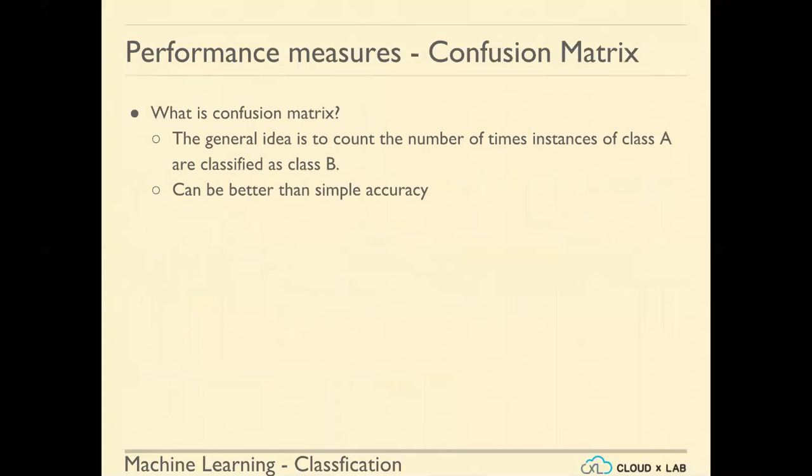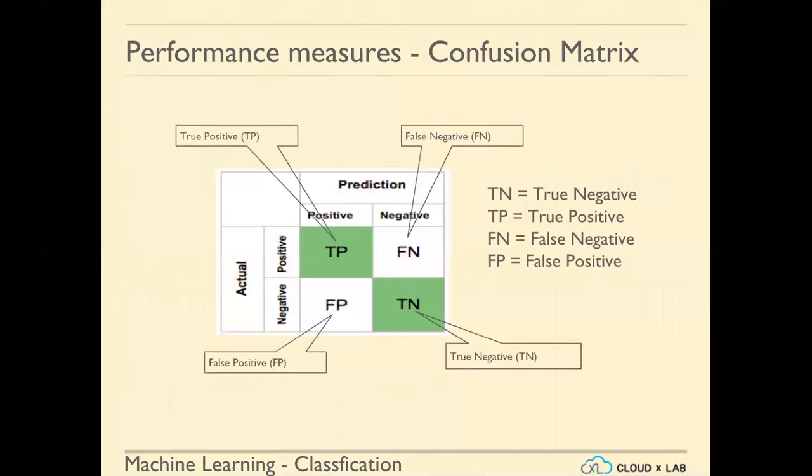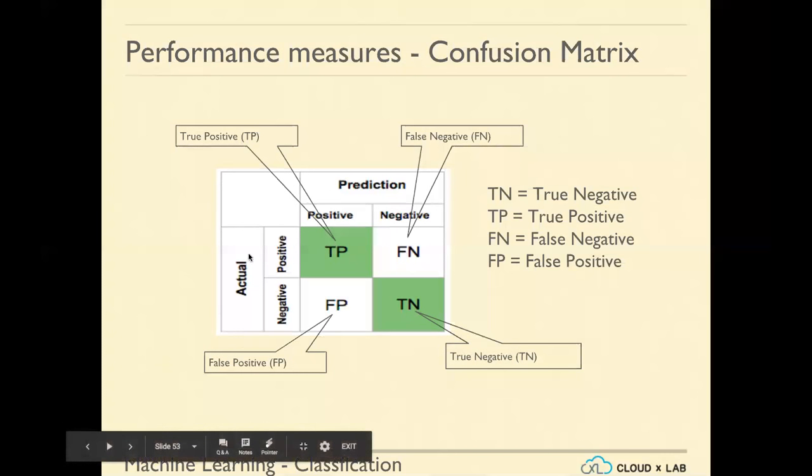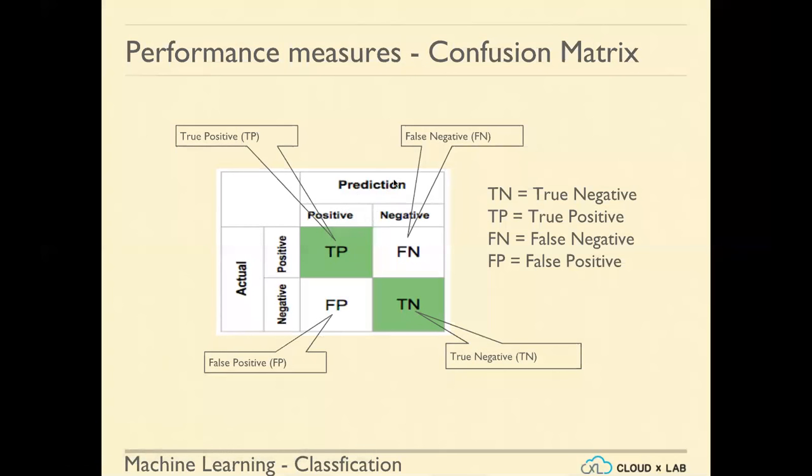The general idea is to count the number of times instances of A are classified as B. It can be better than simple accuracy. The way it happens is, first of all, we compute something called a confusion matrix. On the rows we have the actual values, and on the columns the predicted values. There are two values, negative and positive. If the value originally was positive and is predicted as positive, we call it true positive. If it was actually negative and was predicted as positive, then we call it false positive.